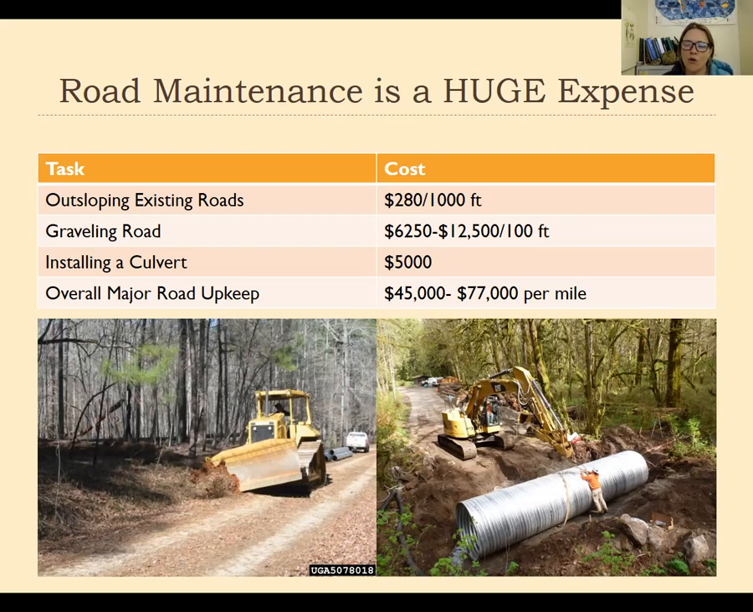So for an overall estimate, I pulled this off the Forest Service website, overall major road upkeep is somewhere between $45,000 and $70,000 per mile. So when we think about all this public access that we have on lots of these public lands, and of course this can be on private lands too, it's just important to understand that this is a really big investment that we're making, especially if we're going to be doing this right and have roads that are going to be able to stick around in the long term.